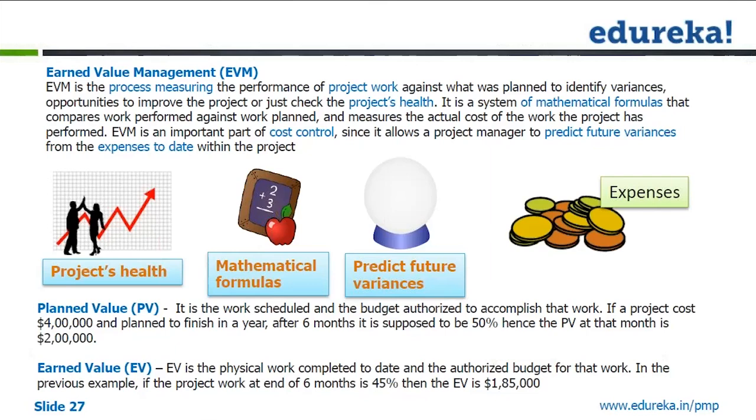So EVM is the process of measuring the performance of the project work against what was planned to identify variances, opportunities to improve the project, or just check the project's health. It is a system of mathematical formulas that compares work performed against work planned and measures the actual cost of work the project has performed. EVM is an important part of cost control since it allows a project manager to predict future variances from the expenses to date within the project.